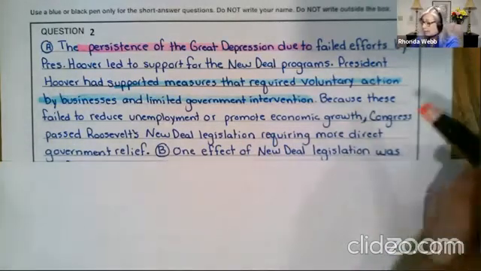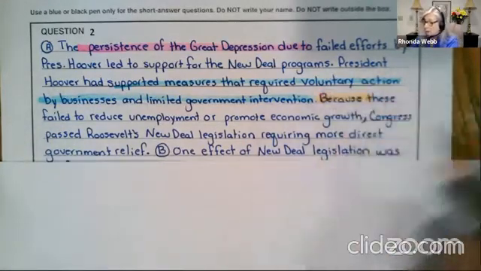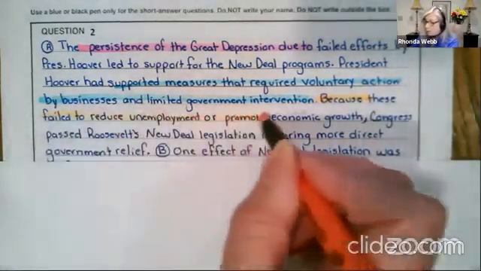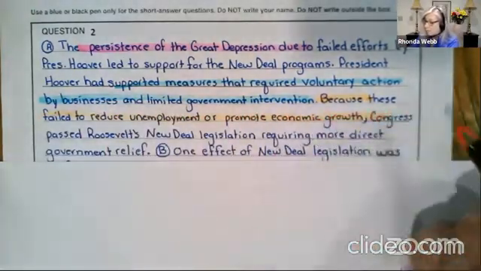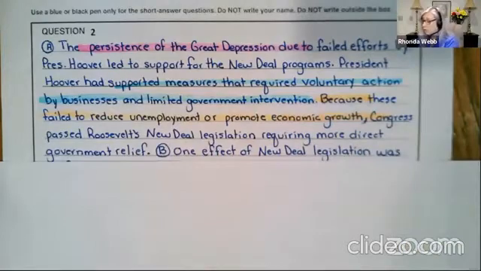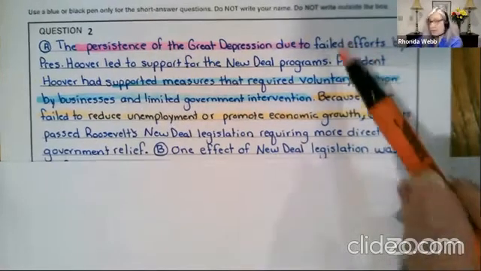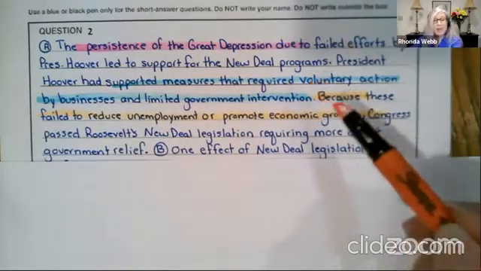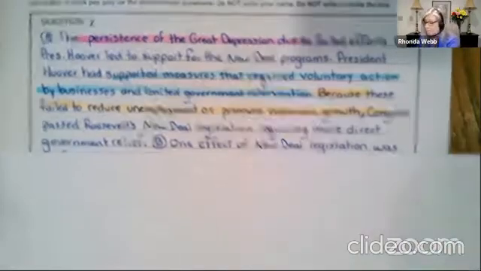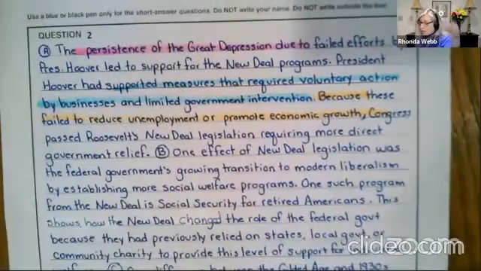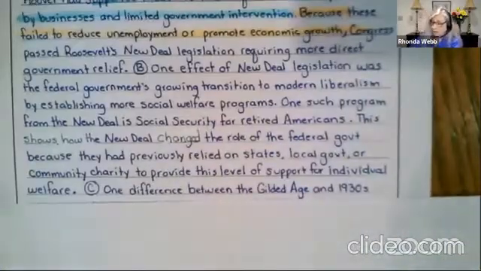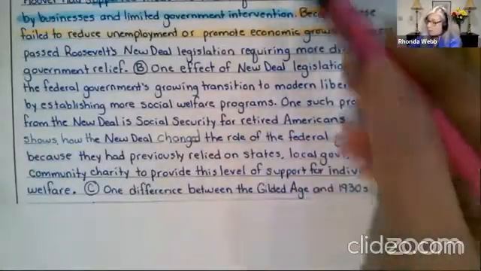So now I've got to tie it back together because these failed to reduce unemployment and promote economic growth. Congress passed Roosevelt's New Deal legislation requiring more direct government relief. I've answered it. I've given my example, and then I've tied it back to prove my claim. All right, almost finished. So one effect of the New Deal. So this was a cause, here's an effect.